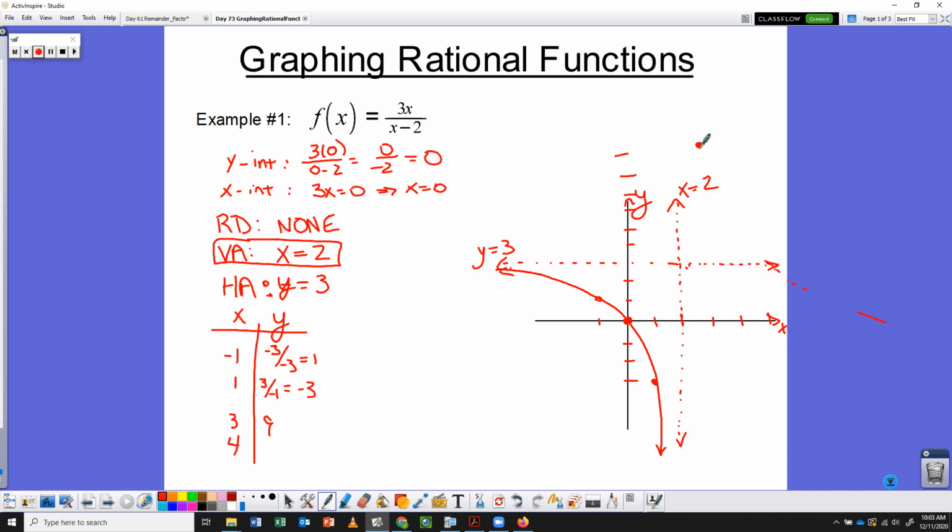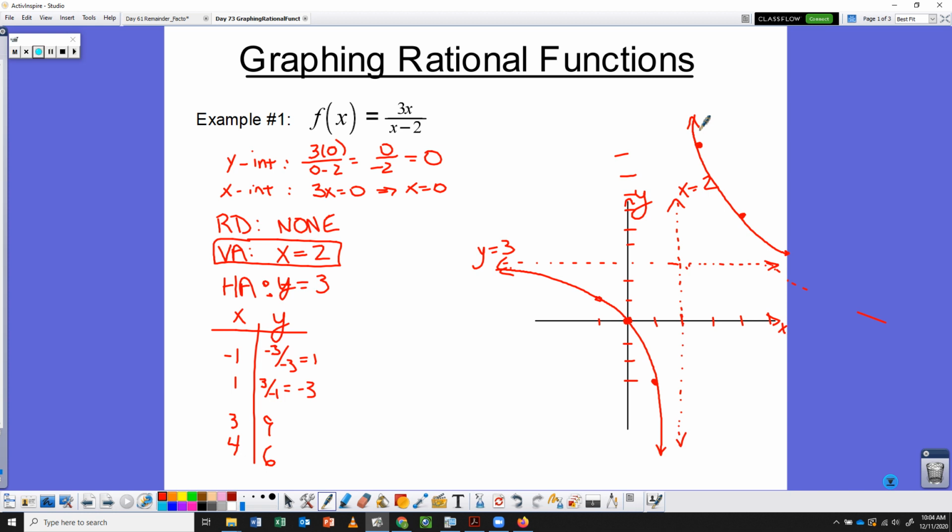And if I put an x value of 4 in there, we're going to get 12 for the numerator divided by 4 minus 2, which is 2. 12 divided by 2 is 6. So at an x value of 4, 3, 4, 5, 6, right here about. Okay, so again, I've got 2 points on the right side of my vertical asymptote. It looks like it's going up and then approaching my horizontal asymptote from above.